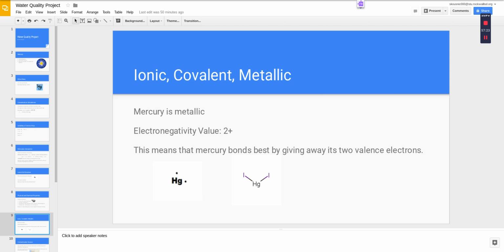Mercury is metallic with an electronegativity value of 2+. This means that mercury bonds best by giving away its 2 valence electrons.